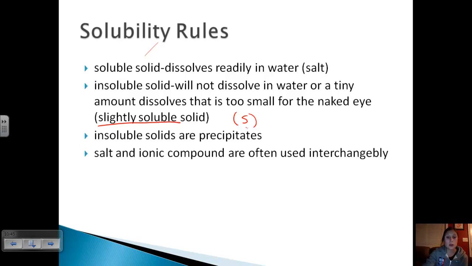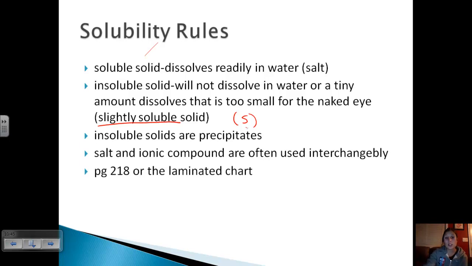Okay, insoluble salts are what we call precipitates. Okay, and salts and ionic compounds are often used interchangeably. There are lots more salts out there than just sodium chloride, and if it's an ionic compound, usually we just say it's a salt. It's kind of like a slang term for ionic compounds.